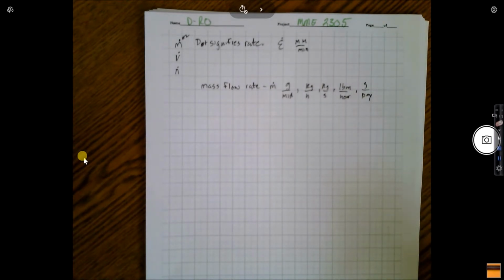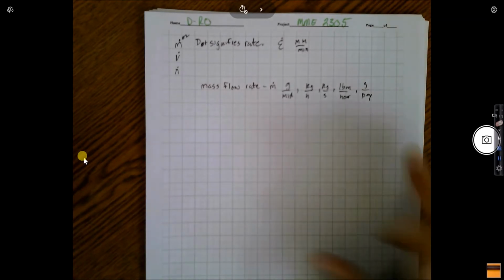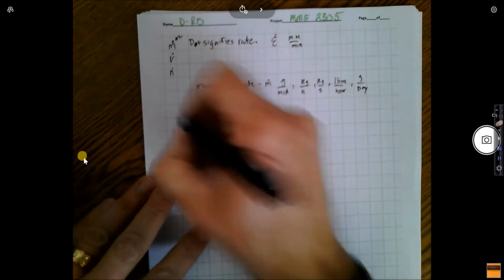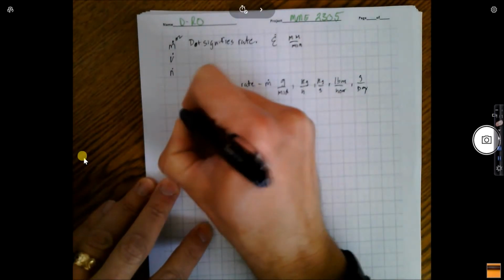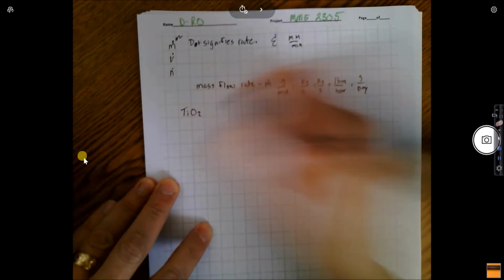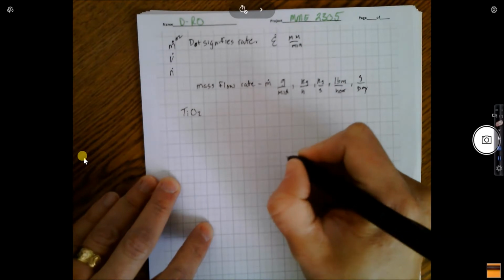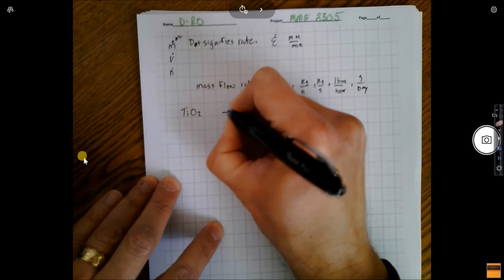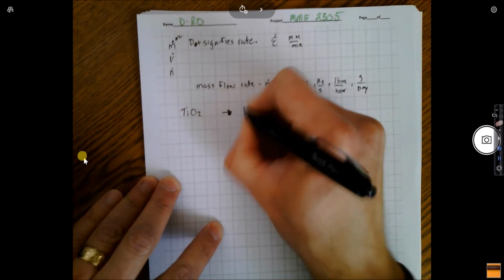Okay, so mass flow rate. Let's take an example of a time that we would be messing with mass flow rate. We would have maybe titanium dioxide as a good example. Let's say we work in a paint factory, so we're flowing some titanium dioxide into some sort of mixer.